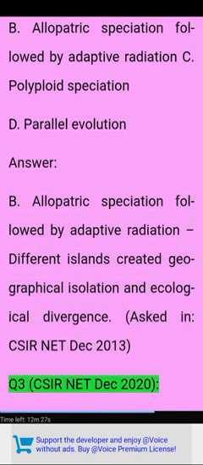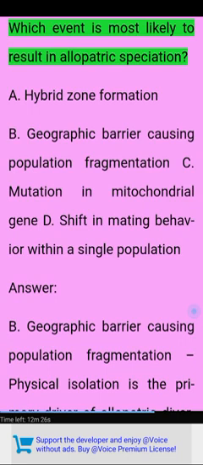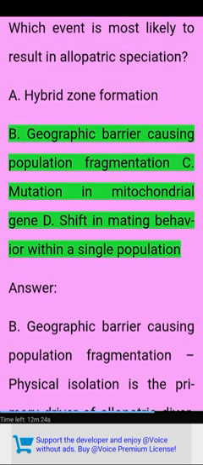Q3, CSIR NET December 2020. Which event is most likely to result in allopatric speciation? A, hybrid zone formation. B, geographic barrier causing population fragmentation. C, mutation in a mitochondrial gene. D, shift in mating behavior within a single population.